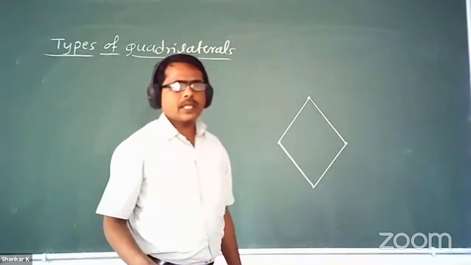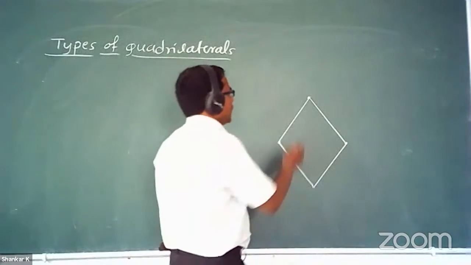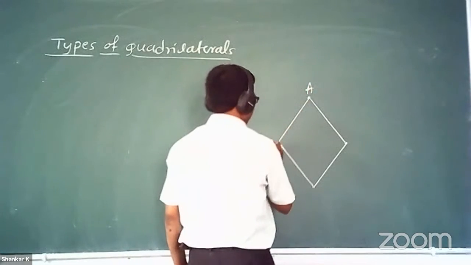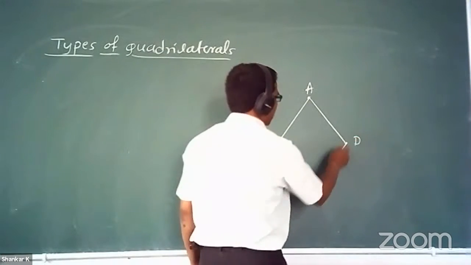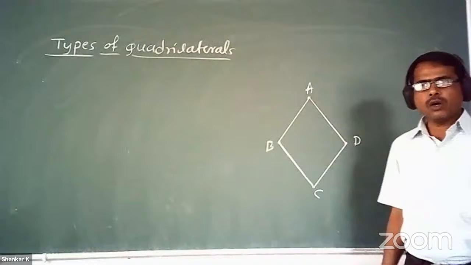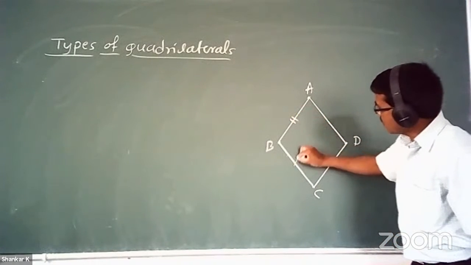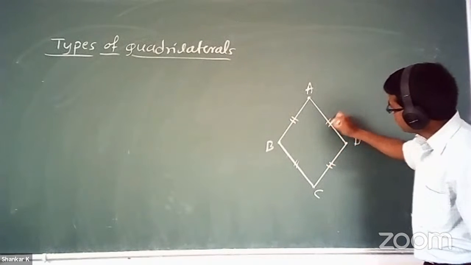I'm not constructing, I am drawing the rough diagram. Okay, construction is different. A, B, C, D. What is a rhombus? A rhombus is a quadrilateral in which all sides are equal, all sides are equal in length.